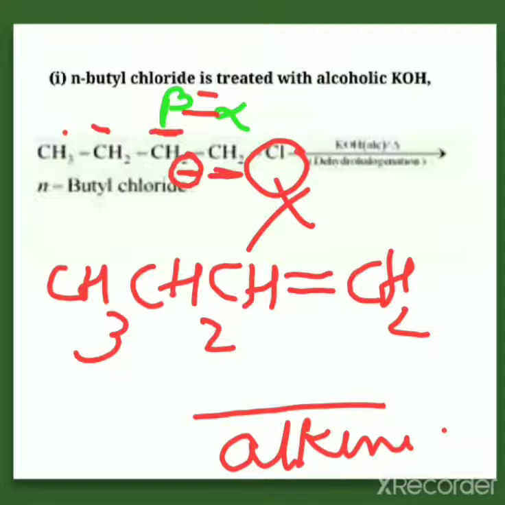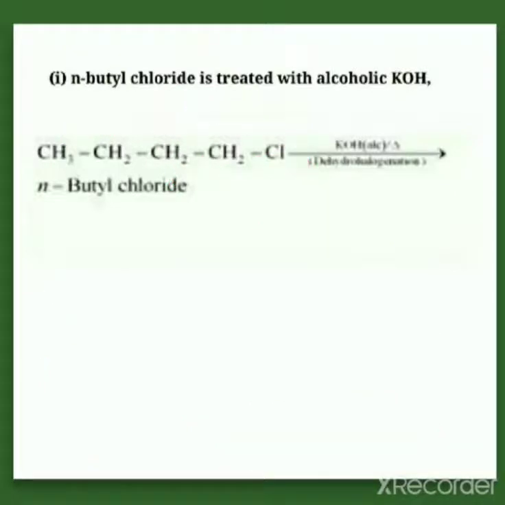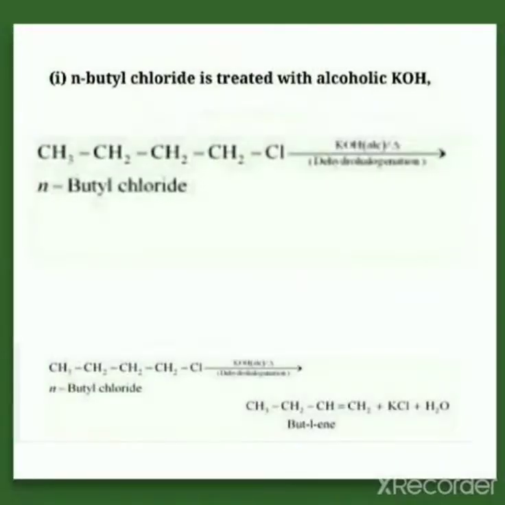When you name this alkene, if the question asks you to name the product, you need to name it. So what is this one? This is 1, 2, 3, 4, that is butene. So we got the product, butene, due to the dehydrohalogenation reaction of N-butyl chloride. Let us check the answer. That is but-1-ene, the answer we got here. In this way you will do such a question.